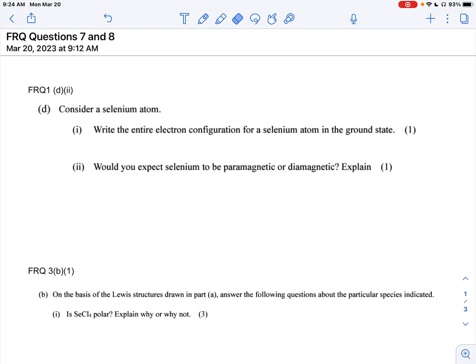All right, so that brings us to the FRQs for the test on Thursday. So the first one here actually asked about D2, not D1, but D1 is going to be directly related to it. So I'm going to do D1 so I can explain it this way. So D1 is just asking you to write the electron configuration for selenium. Selenium has 34 electrons.